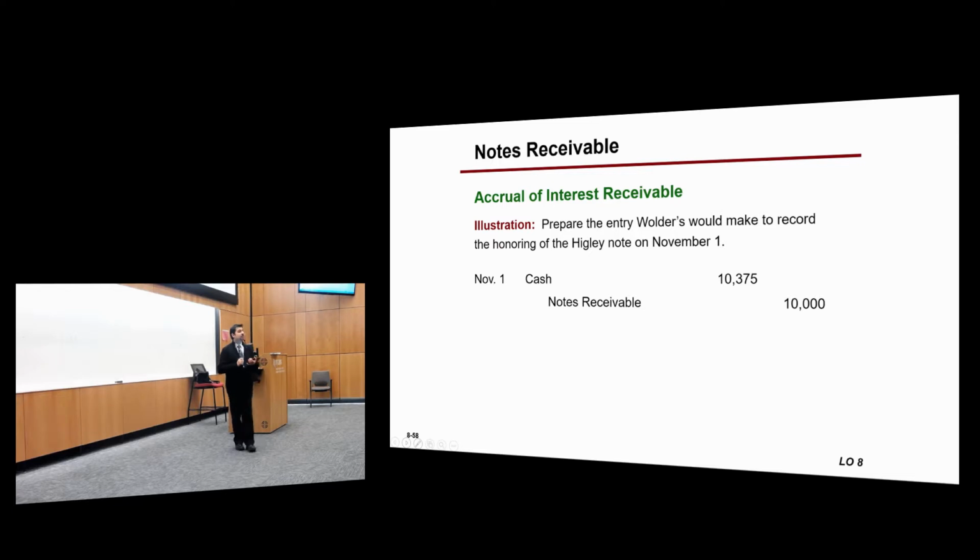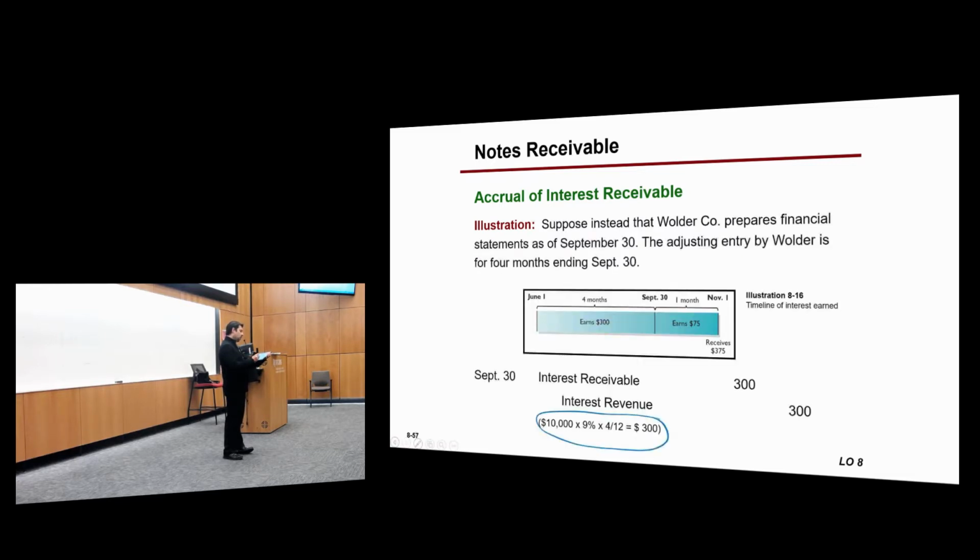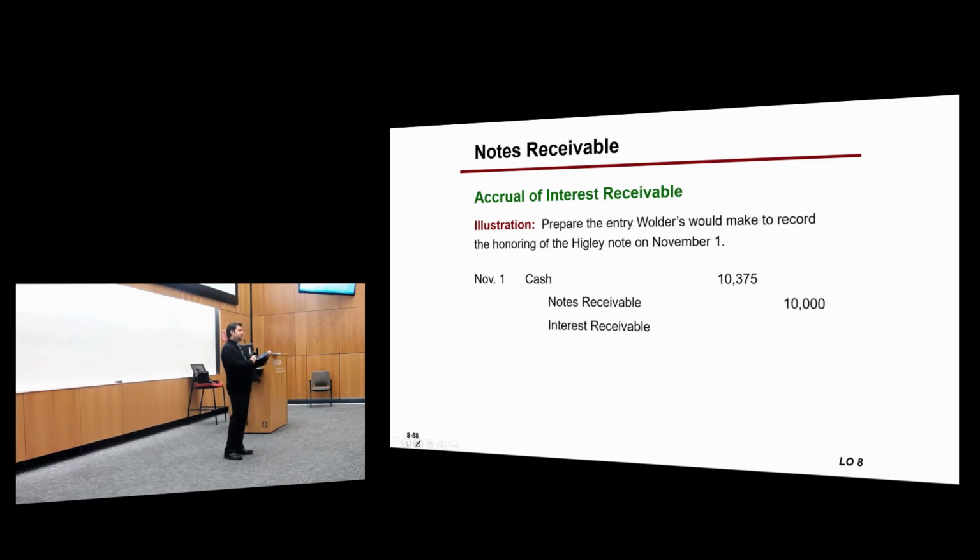The 375 in this case is not all revenue because we already recognized $300. It was 300, right? $300 in the previous month. So we don't need to recognize that revenue again. Now it's interest receivable. It's not interest revenue anymore. It's interest receivable, 300. But you still earned interest for 1 more month after the preparation of the financial statements in the previous month. So for the month of October, you have earned 1 month of interest. That would be $75.